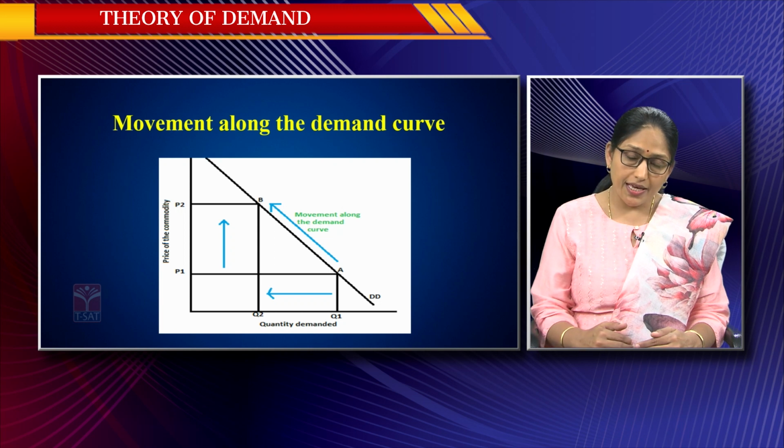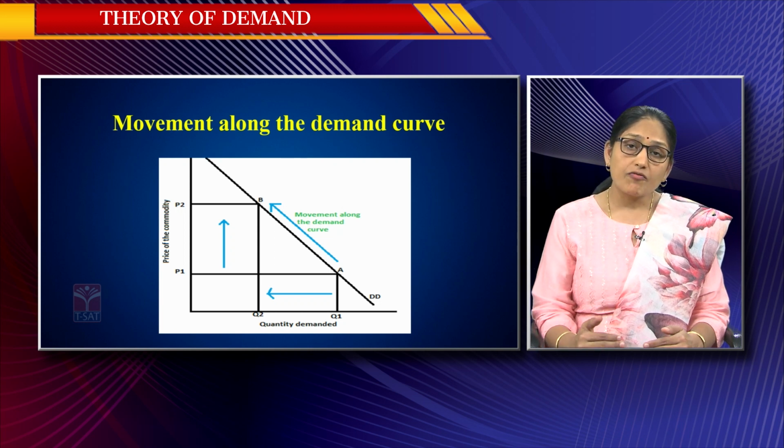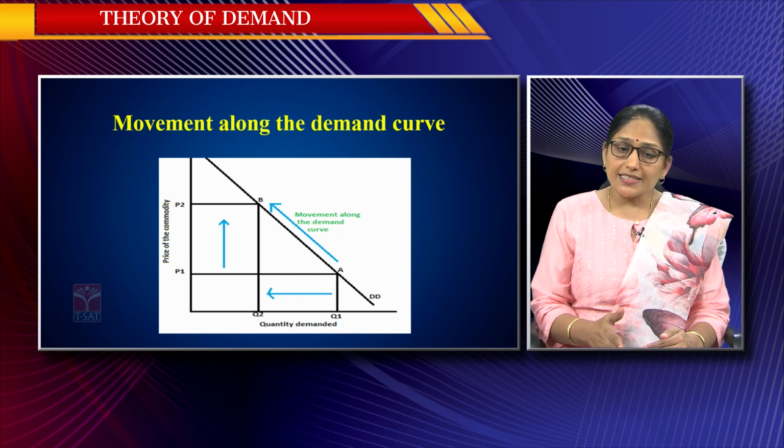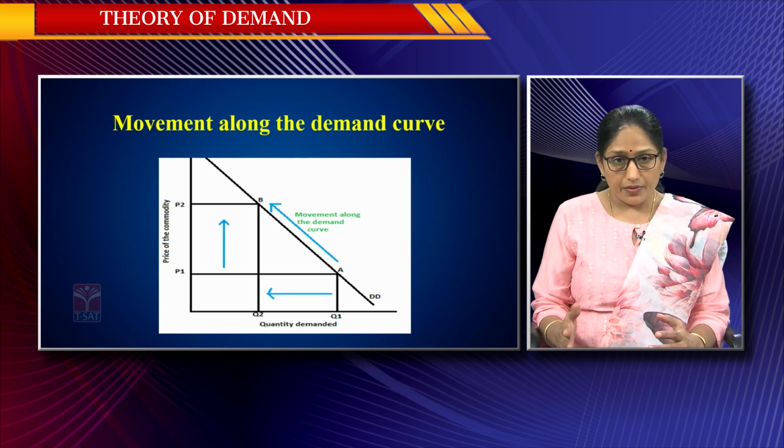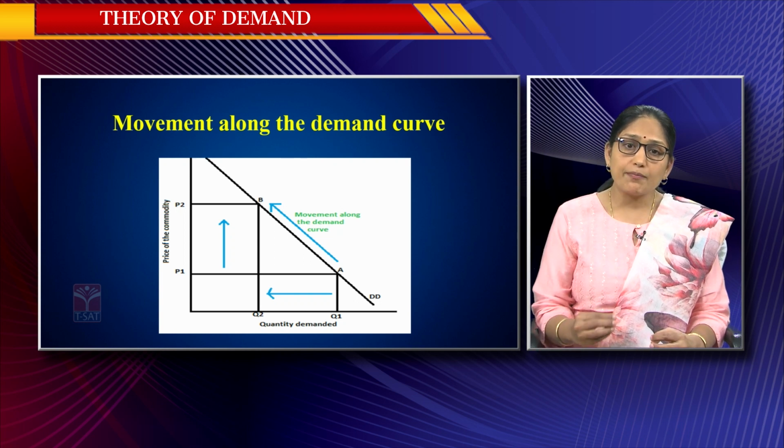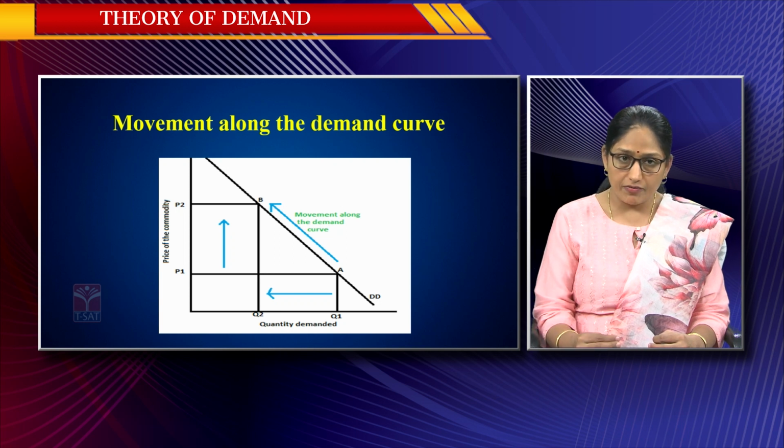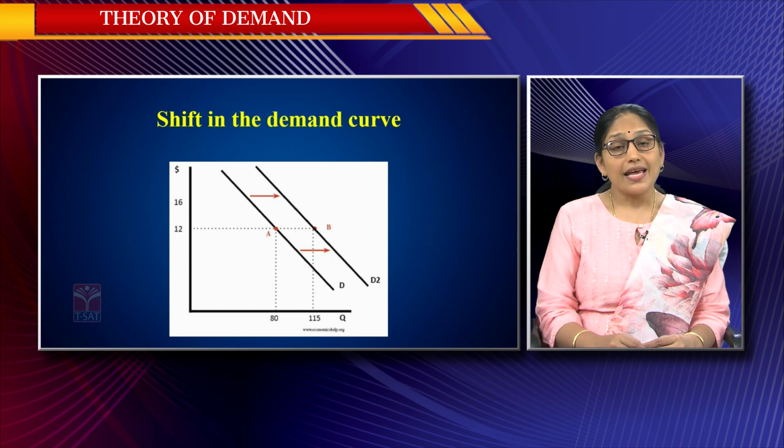On the contrary, when the price is declining from OP2 to OP1, the demand is increasing from OQ2 to OQ1. This is known as expansion in the demand. This occurs only due to a change in the price of the commodity itself. This we call movement along the demand curve. Next is shift in the demand curve.